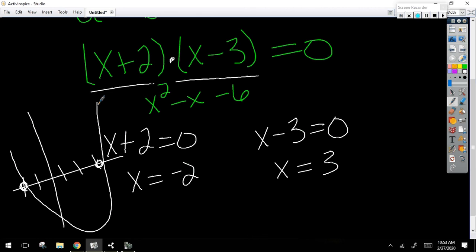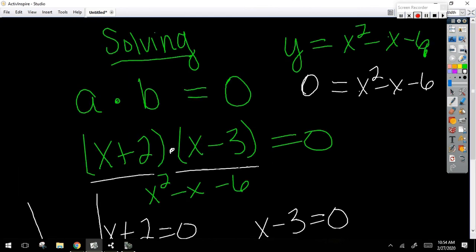Okay? So solving is simply making it equal 0, factor, and set each piece to 0. Because that's what you're looking for. You're looking for single x values. So let's do a couple, and then we're going to go backwards with it. I'm going to give you the zeros, and you're going to write the factored form for me.